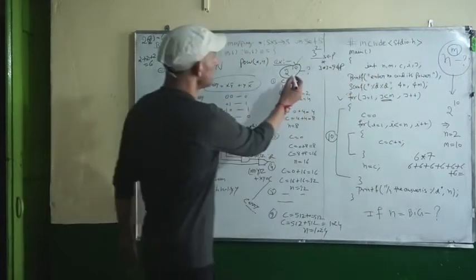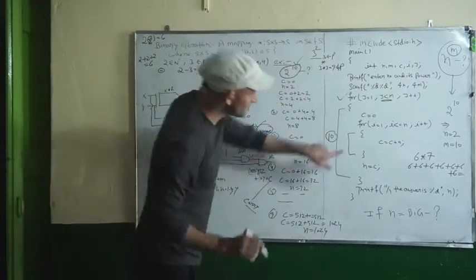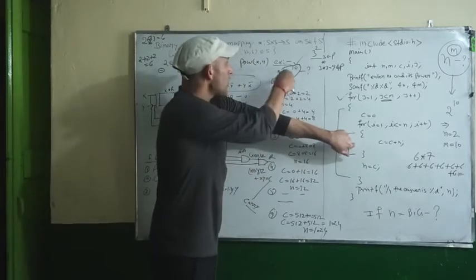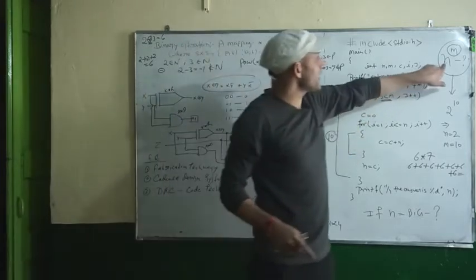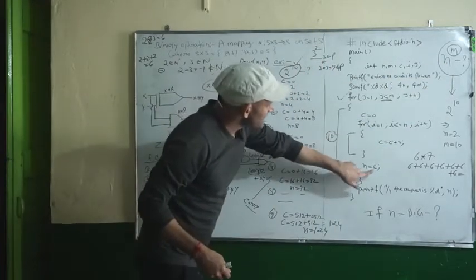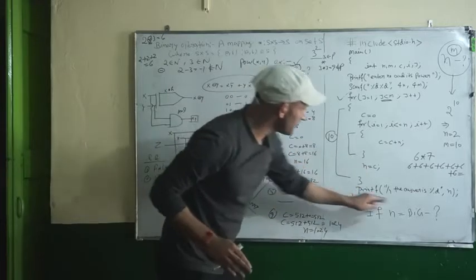For this example, what is n? N is 2. Means this loop will work only 2 times for our example. But if we write any other number, then it will work n times. Okay. So at last I am replacing c is equal to n. Then at last we get the result.